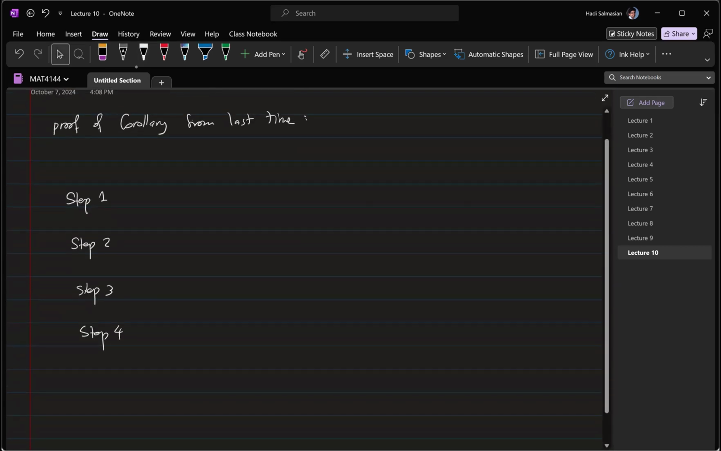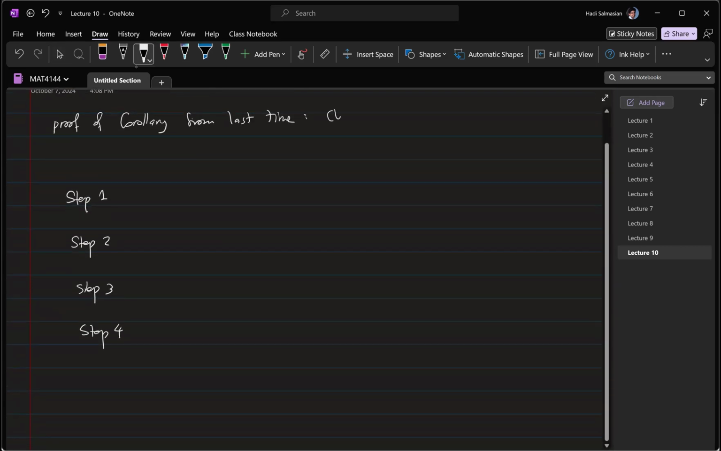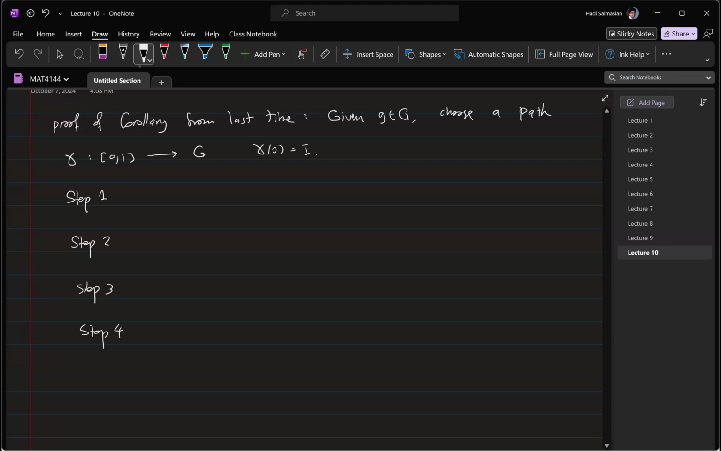So what do we want? Remember that we start this, so given G in the connected Lie group G, choose a path gamma, a continuous path, basically, that connects the identity element to the element G. Okay, so here's the picture. So this is the image of the path, okay?